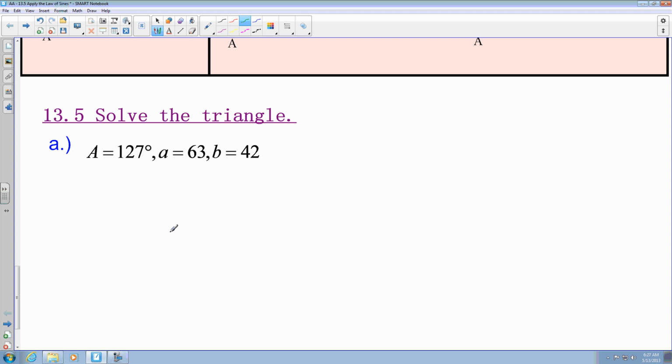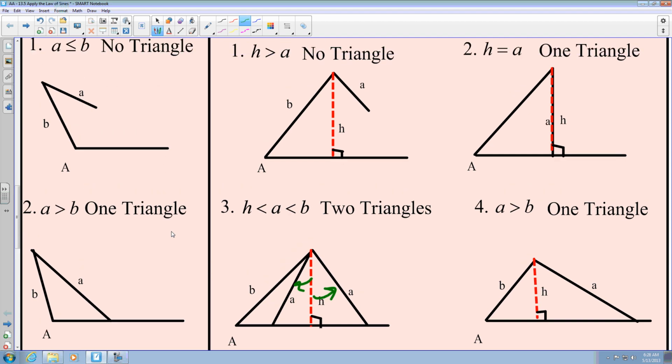So the first thing I have to do is identify what A is. Is A acute or an obtuse angle? So for this one, it's 127. This one is an obtuse angle.